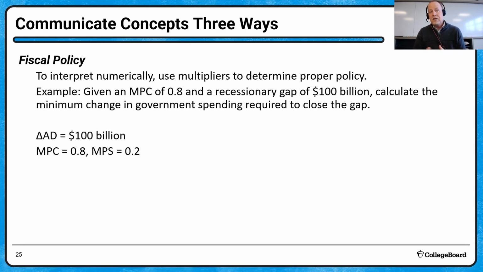MPC is 0.8, which tells me MPS is 0.2. With that data, I can say that my spending multiplier is going to be equal to 5. How do I use this data? What am I looking for? Well, I'm looking for the change in government spending.